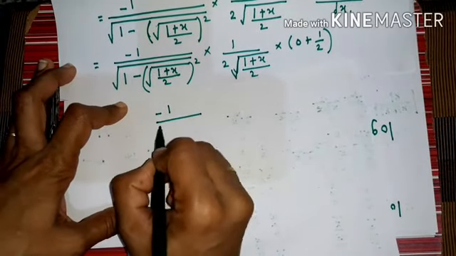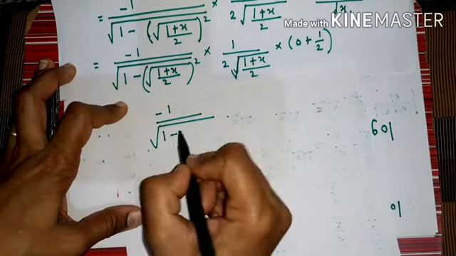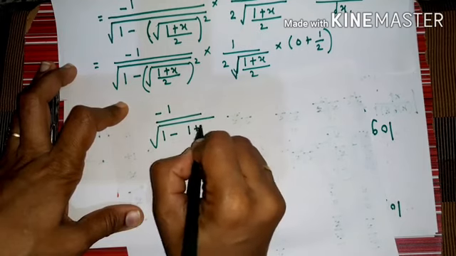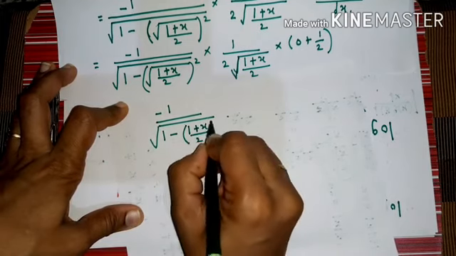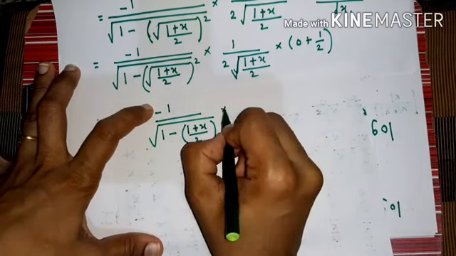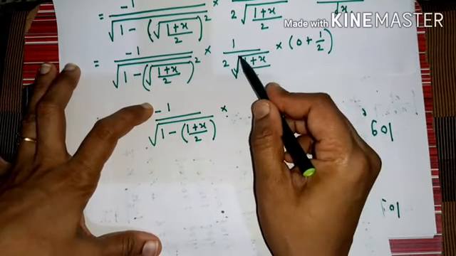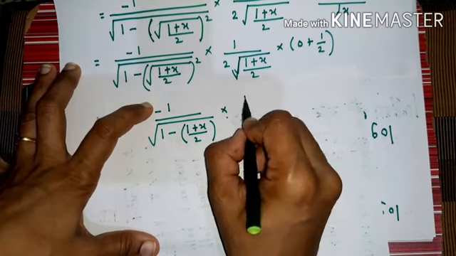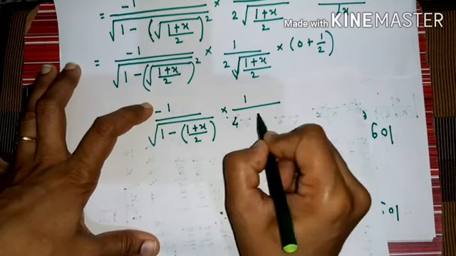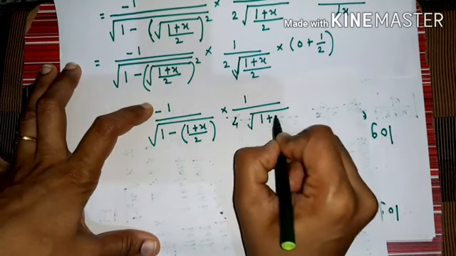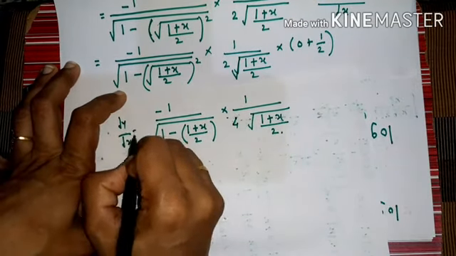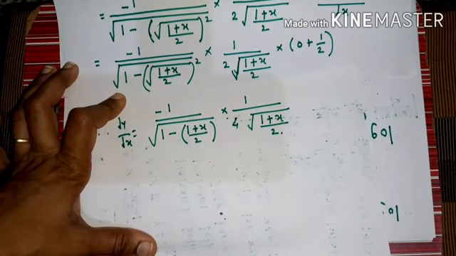minus 1 upon square root of 1 minus the square root of square, that gets cancelled, and this is 1 plus x upon 2. Okay, into this is 1 by 2 into 1 by 2, that is 1 by 4, and this is equal to 1 upon 4 into 1 plus x upon 2. This is dy by dx in this way. Okay.